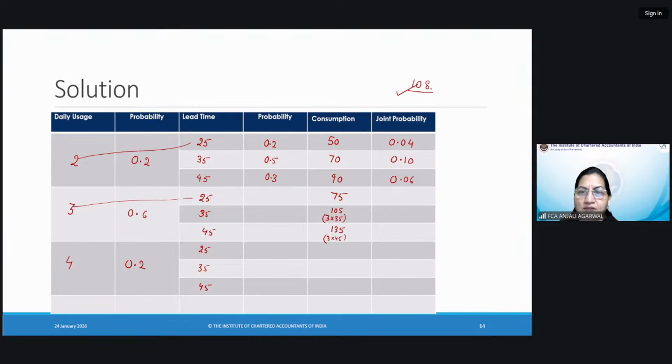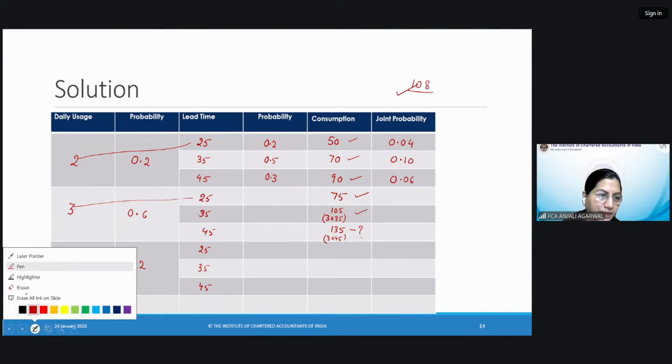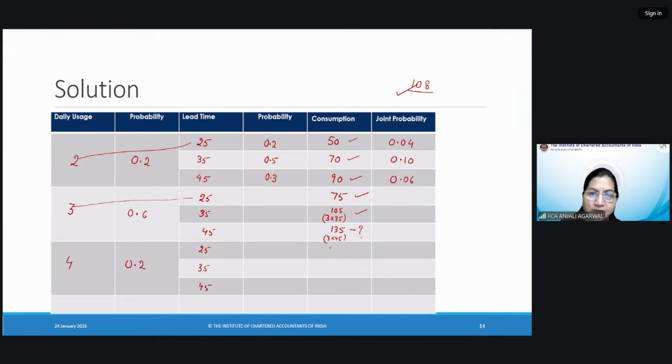If you have kept a zero safety stock, you are safe here, you are safe here, you are safe here, you are safe here, you are safe here, but here you are not safe. Danger zone. How much? You have kept a safety stock of 0 and you have placed the reorder level at 108, but your consumption exceeded to 135. So you are stock out by 27 units.